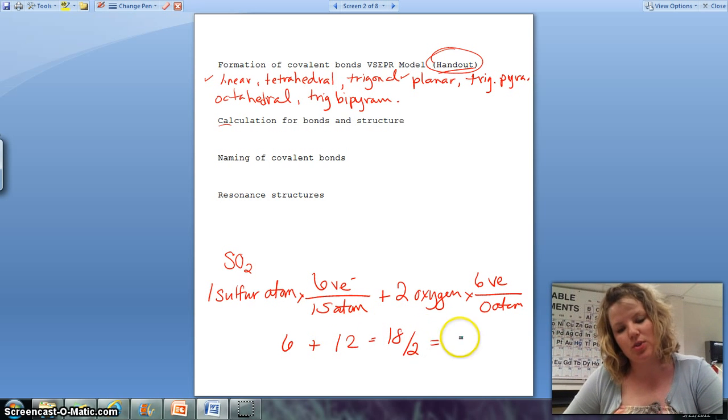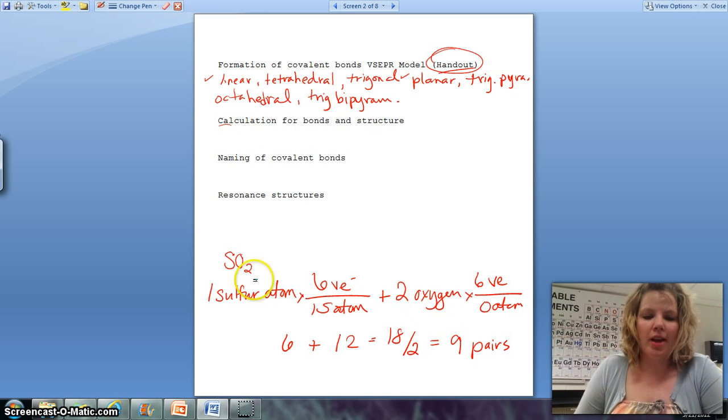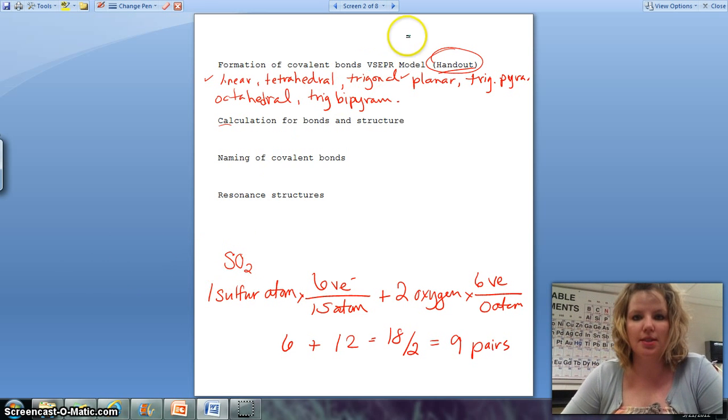Now we divide that by 2 to get the amount of bonding pairs. So we have 9 pairs of electrons. Right off the bat, just knowing about sulfur, I know he's going to act like oxygen. He likes lone pairs, so it's not going to be our trigonal planar. It's not going to be that flat structure that boron likes to make.